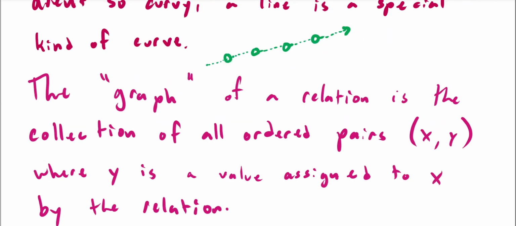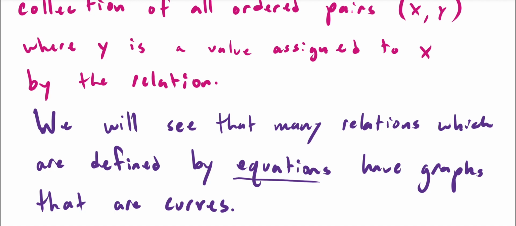Now, how does that relate to a graph? The graph of any relation is the collection of all ordered pairs (x, y), where y was the value that was assigned to x by the relation. So remember I said it wasn't that bad of a notation abuse. This is why, because we are going to plot those points as coordinate pairs. And even though we can define relations that have absolutely insane graphs, what we will see is that if we define a relation through an equation, very frequently, in fact for all the equations we're going to be looking at, the graphs corresponding to those relations are in fact curves.